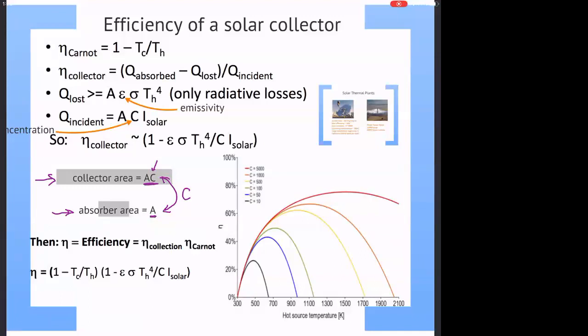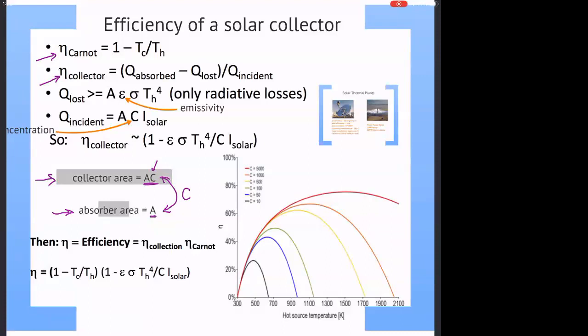First thing we know, of course, is the Carnot efficiency, 1 minus Tc over Th. Okay, no problem. The efficiency of the collector is simply the heat absorbed by the collector minus the heat lost by the collector, divided by the incident heat on the collector. Okay, so far so good. Now we need to figure out what these terms are. So what's the heat loss?